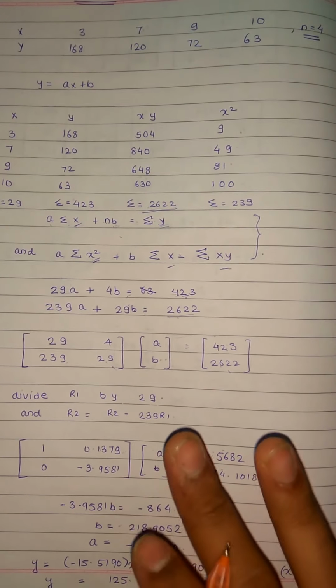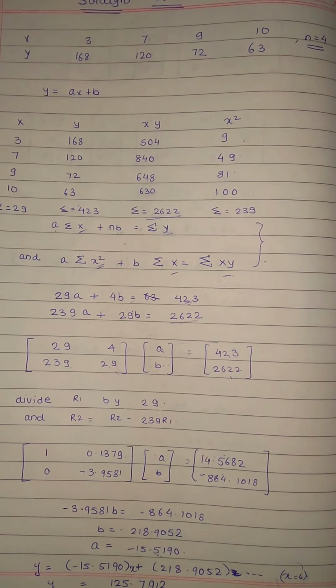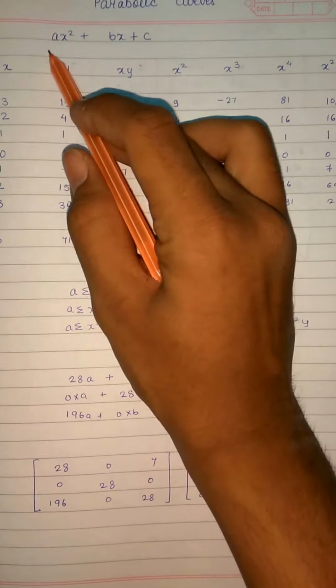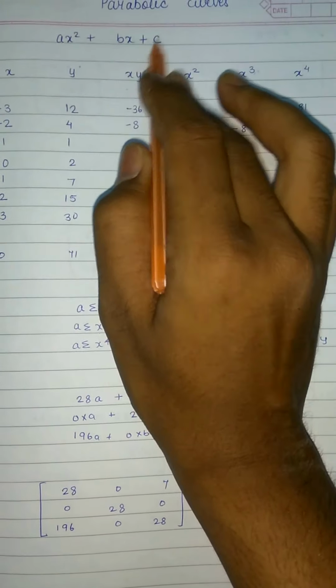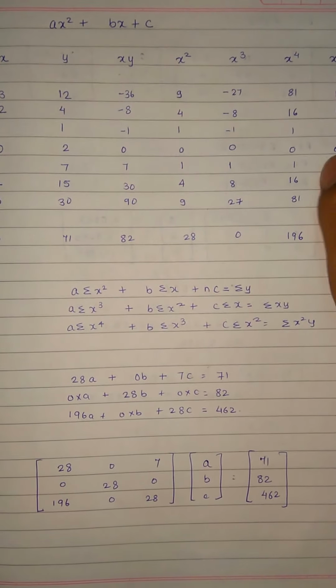So this is the straight line method to fit a curve. Let's see the parabolic curve, which is a little lengthier. Okay, so in this particular numerical, you have been told to fit a parabolic curve, that is ax square plus bx plus c. You can see the huge number of table calculations you will be needing.